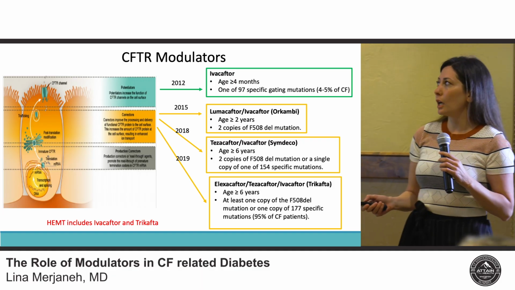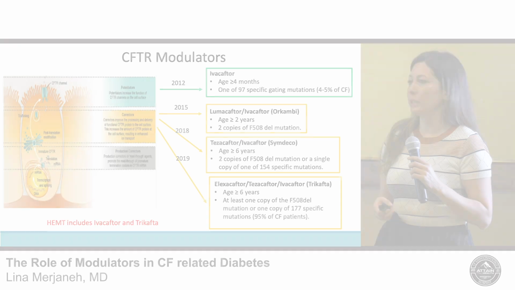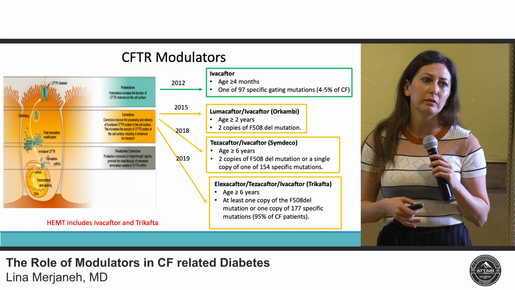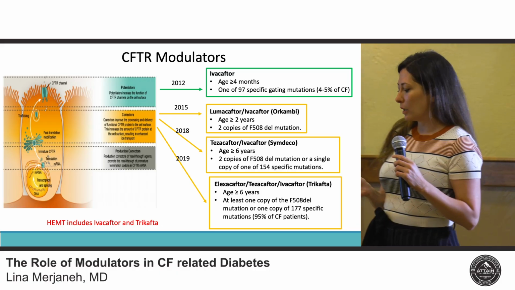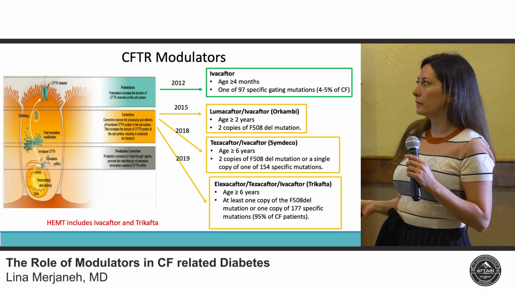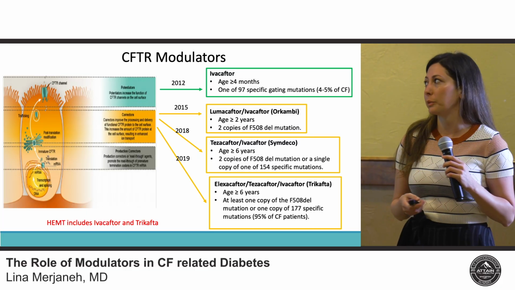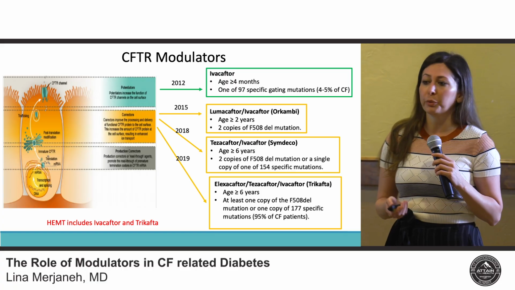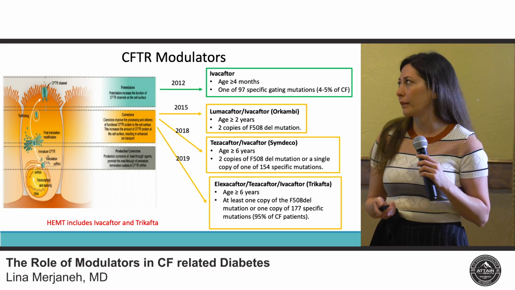The first modulator therapy to be approved was ivacaftor in 2012, and it's approved for about 5% of CF patients, mainly those with gating mutations. As you know, we have seen significant improvement in lung function, BMI, and exacerbations with ivacaftor. Next, we have Orkambi in 2015 and Symdeko in 2018, both a combination of a corrector and a potentiator. The improvements seen with these were modest compared to what was seen with ivacaftor.